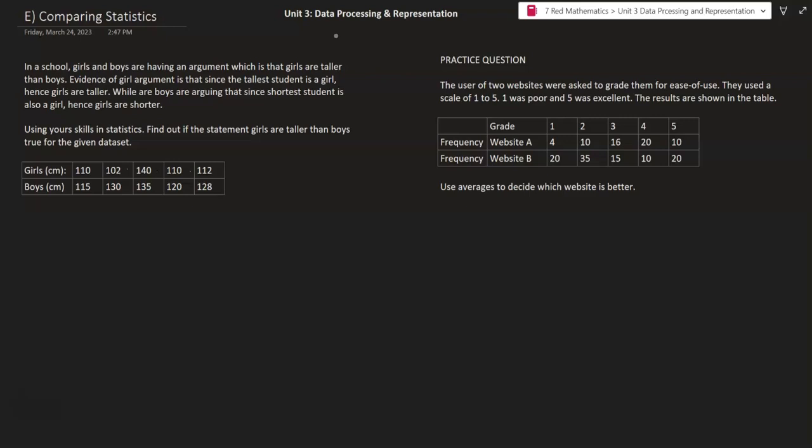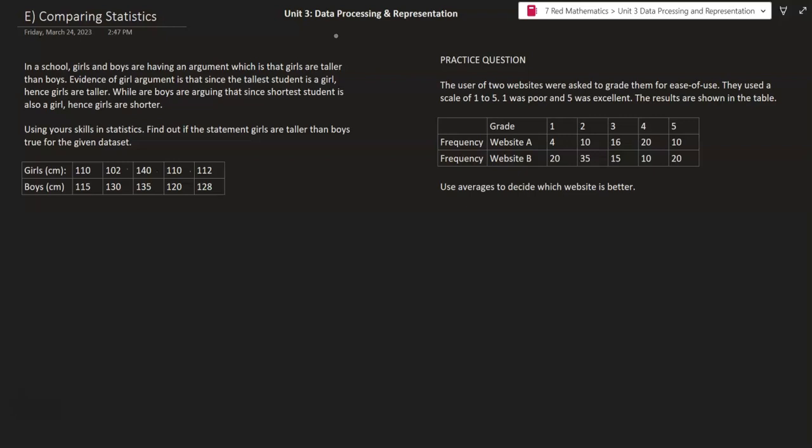So this is Unit 3, Data Processing and Representation, and this is the last topic, which is comparing statistics. So let's consider an example first. In a school, girls and boys are having an argument, which is that girls are taller than boys. Evidence of girls' argument is that since the tallest student is a girl, hence girls are taller, while boys are arguing that since the shortest student is also a girl, hence girls are shorter. Use your skills in statistics. Find out if the statement girls are taller than boys is true for the given data set.